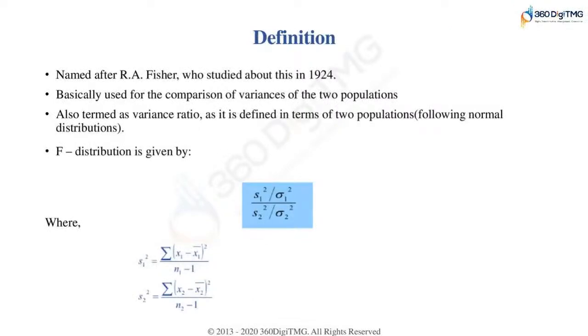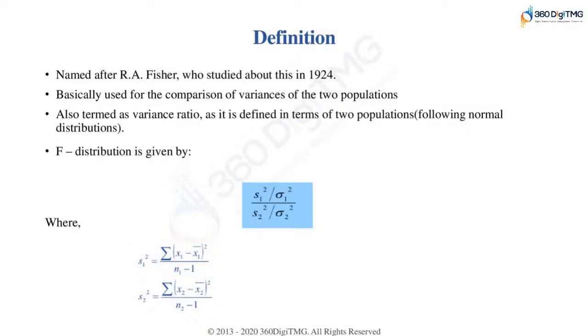So this is named after R.A. Fisher, who did research about this way back in 1924. Actually there were two people, and as always, the second person's name is never known. Schnodder, it's a very difficult name to pronounce. It is not called an FS distribution, it's simply called F, so people know it as the Fisher distribution. The purpose or application of the F distribution is for comparison of variances of two populations. All right, and the term variance ratio is also defined in terms of two populations.